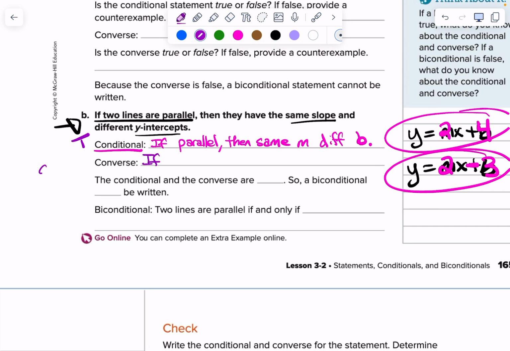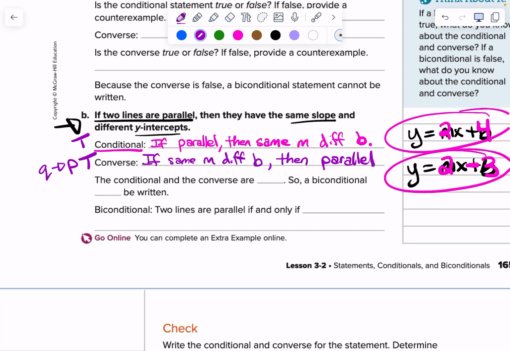Okay? The converse, if I flip that around, is QP. If same M, different B, then parallel. Is that true? That is also true, right?